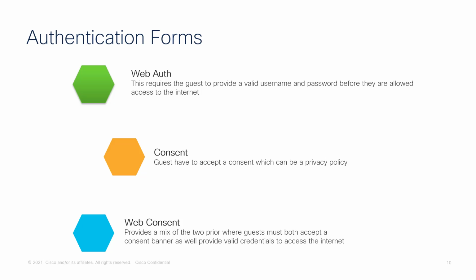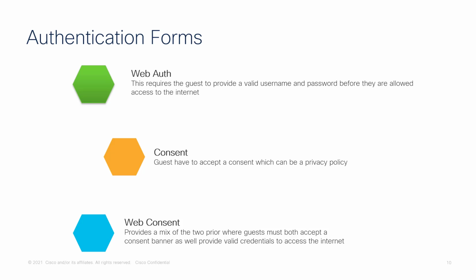The guest network solution allows for guests to be authenticated via credentials created locally on the wireless LAN controller or an external radius server. There are various forms of authentication to authenticate the guest, which include web authentication, which is a form of authentication that requires the guest to provide a valid username and password before they are allowed to access the internet. We have the consent form of authentication, where guests would have to accept a consent, which can be a privacy policy from the company.